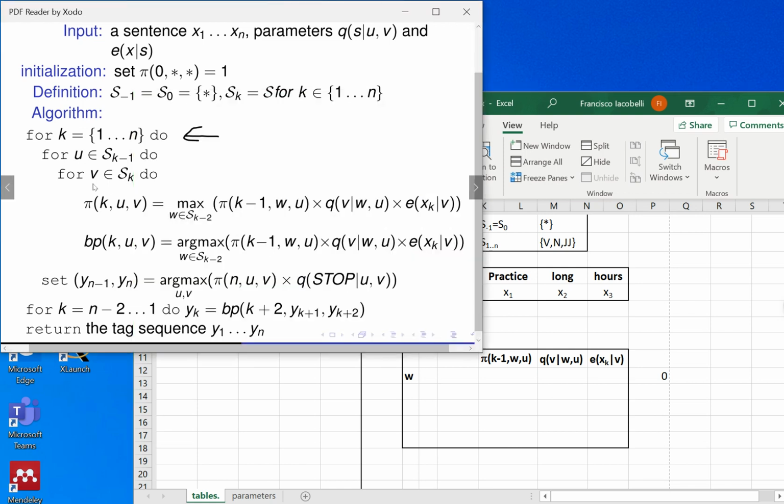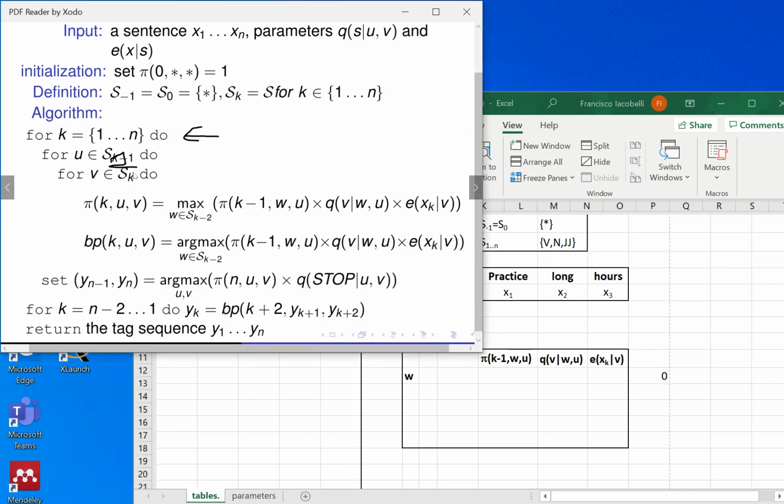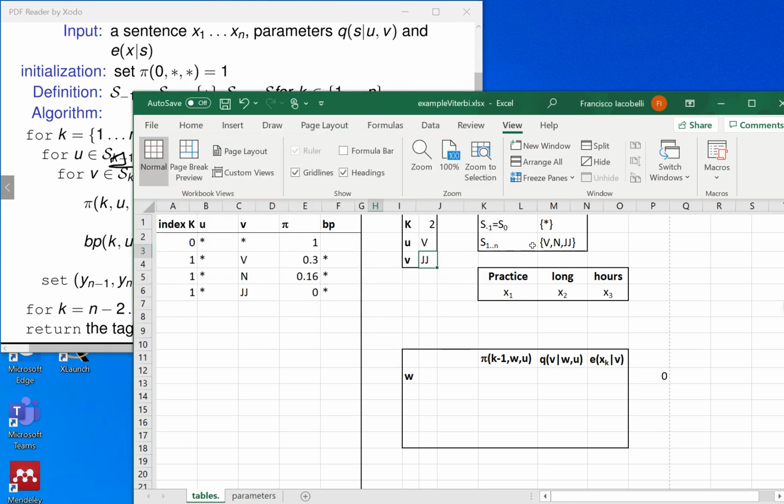Now K is 2. We're going to go back here. Then what is 2 minus 1? Well, 2 minus 1 is 1. So U now is going to loop through S1. And S1 is now these three things. So the first value there is V. V is going to loop through S2 because K is 2. And S2, again, is also these three tags because any S above 1 is these three tags. So the first one is V, right?